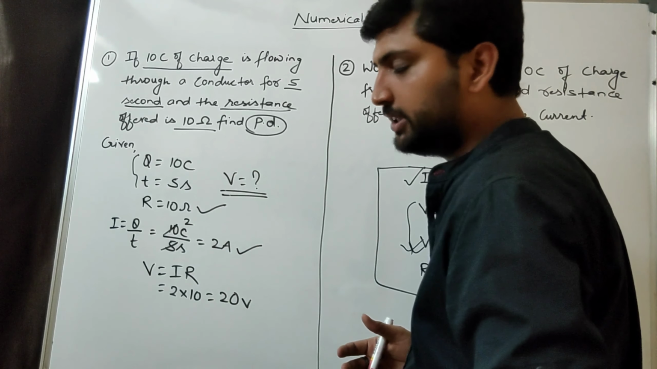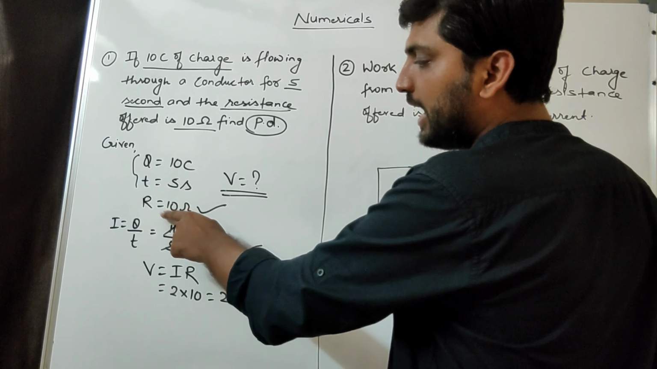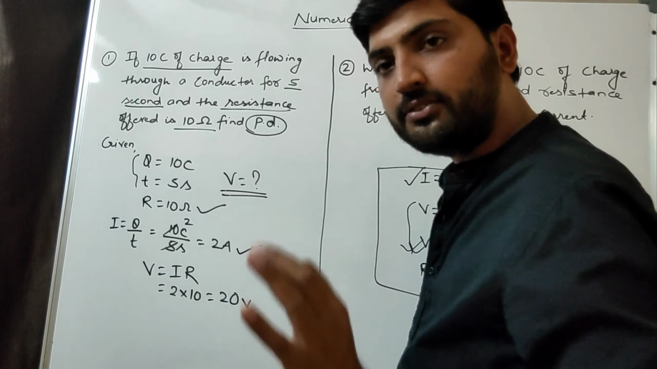Okay, I am repeating once again. Q is given 10 coulomb, T is given 5 seconds, and R is given 10 ohm. So we need to find V.